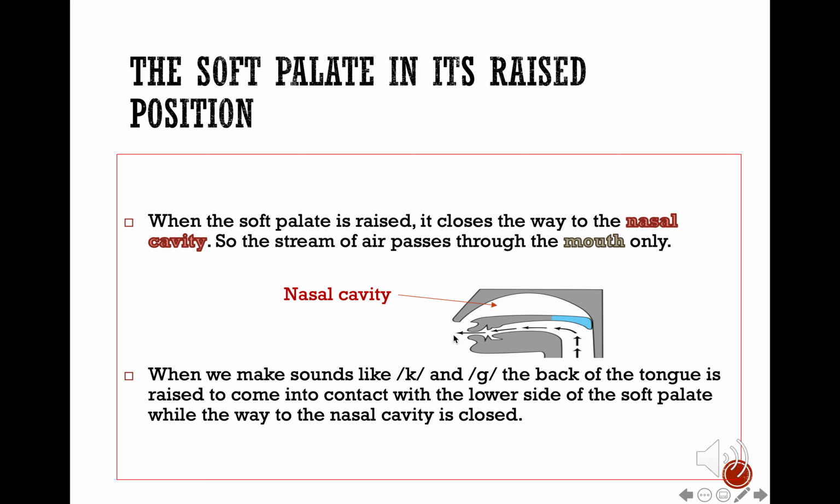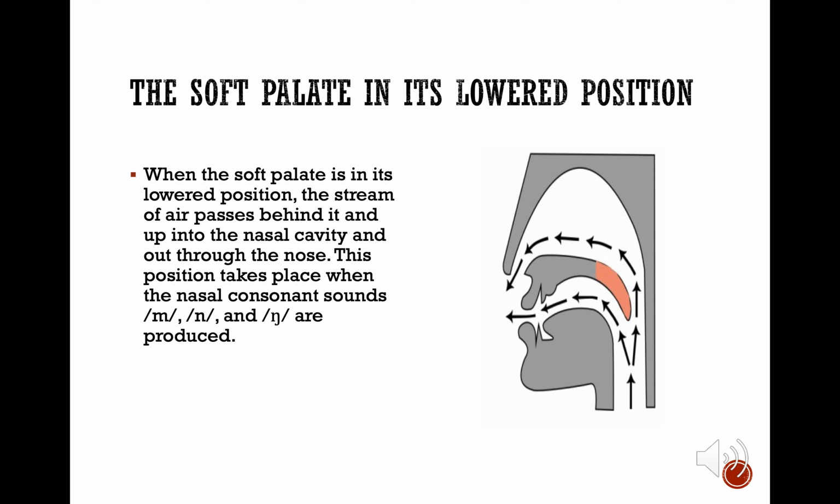When we make sounds like k and g, the back of the tongue is raised to come into contact with the lower sides of the soft palate, while the way to the nasal cavity is closed. When the soft palate is in its lowered position, the stream of air passes behind it and up into the nasal cavity and out through the nose. This position takes place when the nasal consonant sounds like m, n, and ng are produced.